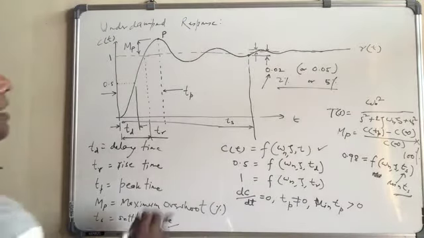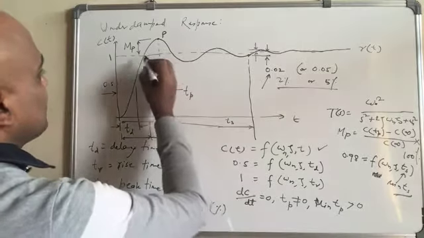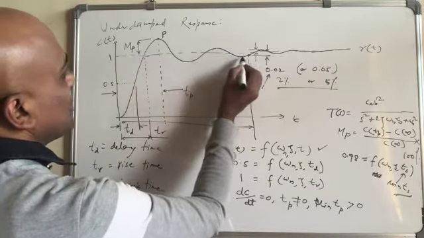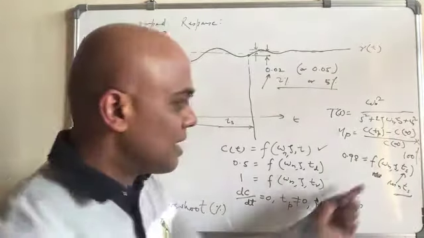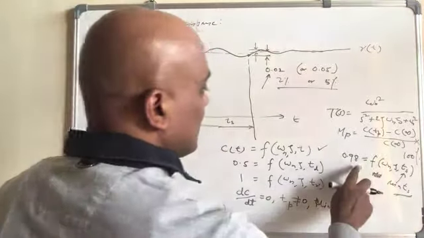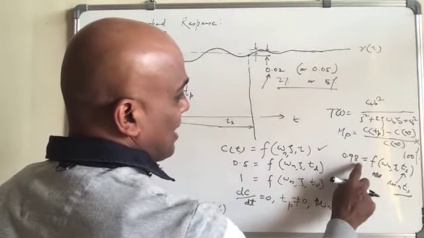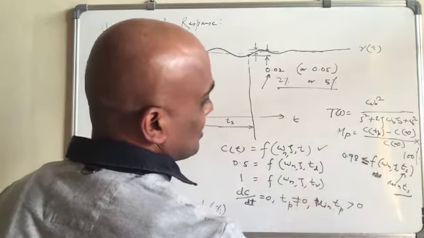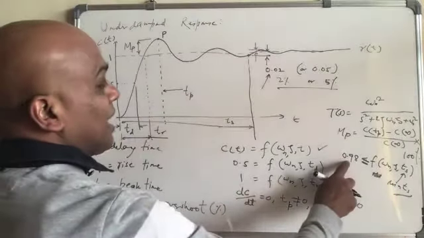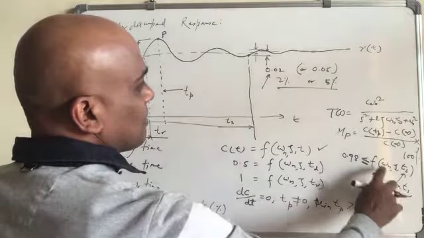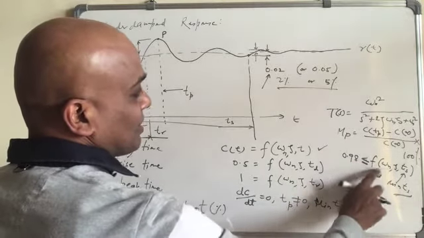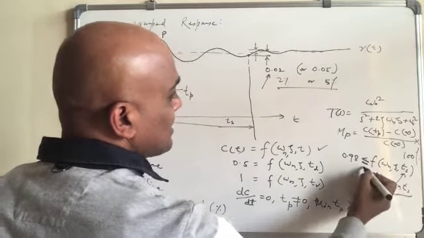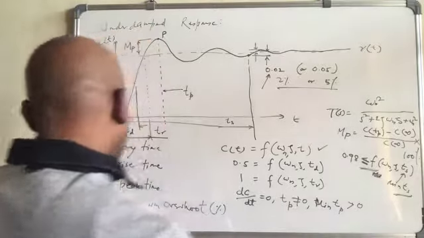Sorry guys, it should not be minimum, as you see all these points will also satisfy, so we cannot write it like this. What it really means is that we have to find where this function is bigger than 0.98. That we have to find out, and the minimum TS that satisfies this condition is the settling time.